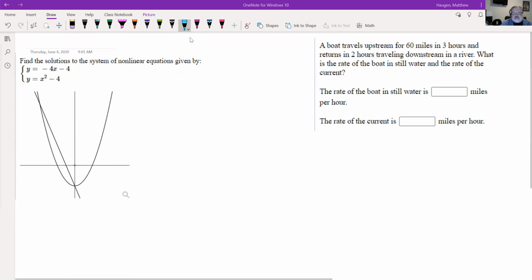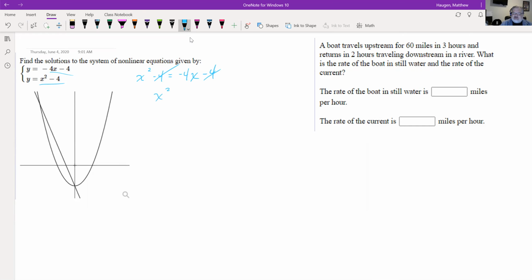So this system problem here is trying to be nice. They're both solved for y already. So ideally, all we're doing is setting those equal to each other. Yeah, the 4's even cancel.